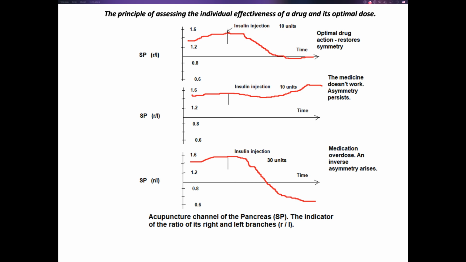If insulin or another drug does not act on this system, then the asymmetry persists. In the case of an excessive dose of medication, or dietary supplements, or improper nutrition, for example after a large dose of alcohol, an inverse asymmetry occurs, which leads to new complications. This principle is universal.